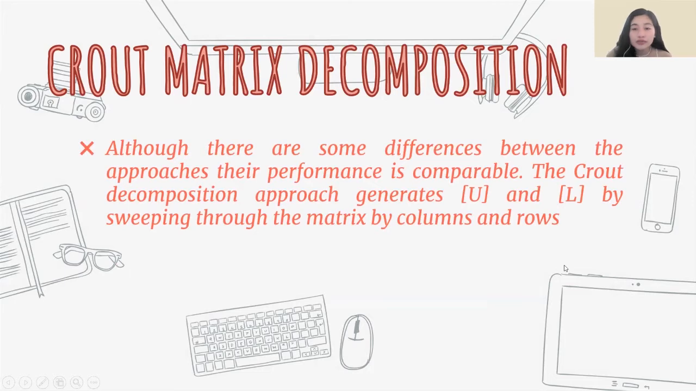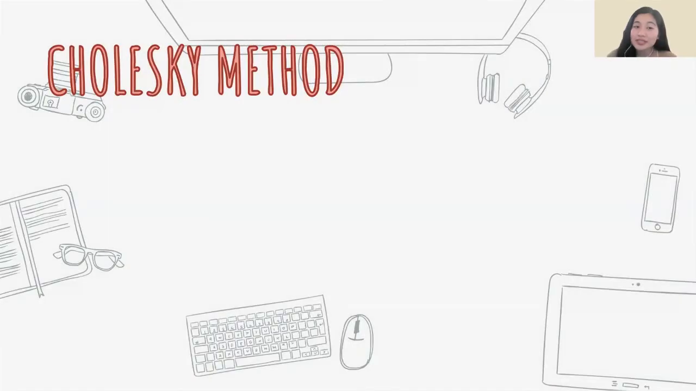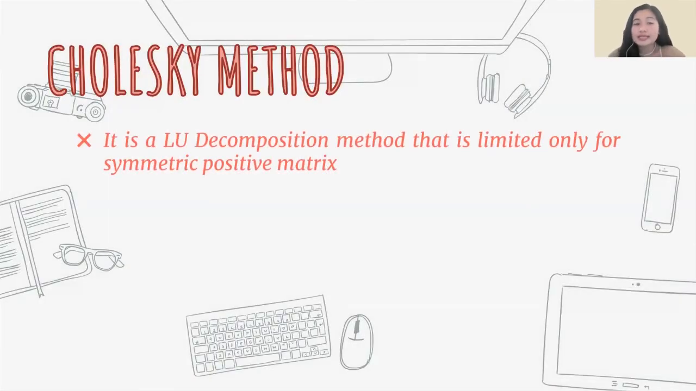Although there are some differences between the approaches, the performance is known to be comparable, as the Kraut decomposition approach generates the U and the L by sweeping through the matrix by columns and rows. And lastly would be the Cholesky method, an LU decomposition that is limited only to symmetric positive matrices.